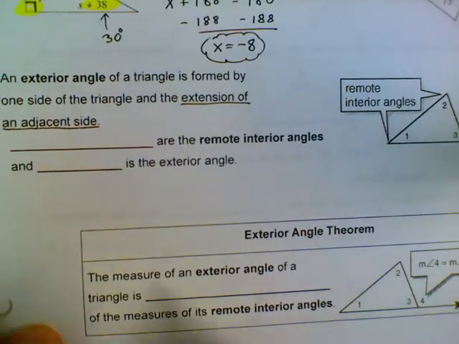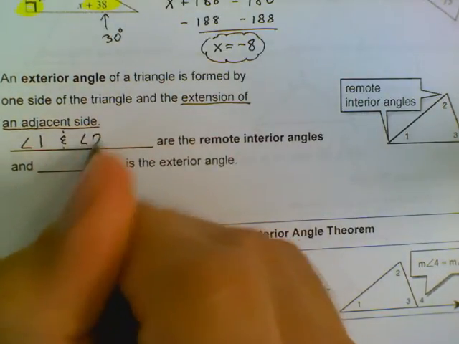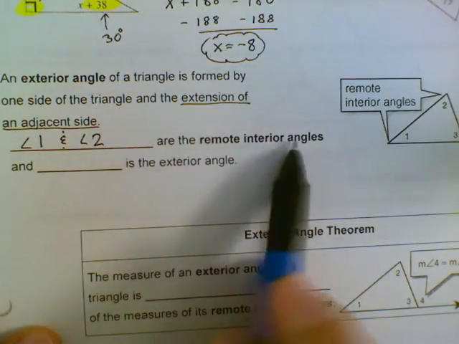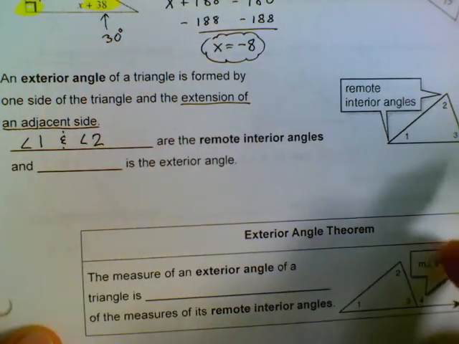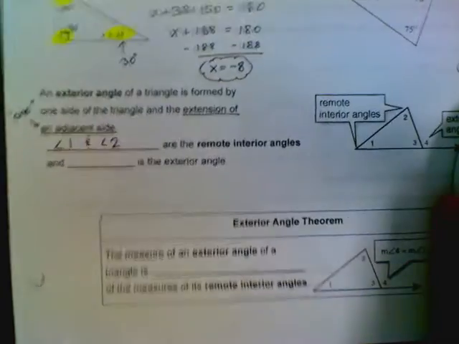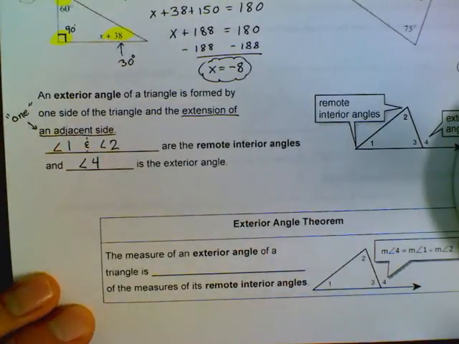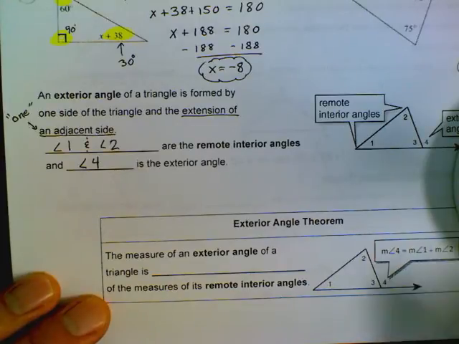Now the remote interior angles for this one are angle 1 and angle 2. So angle 1 and angle 2 are the remote interior angles. And in this picture, you can't see it on the screen right now, but angle 4 is the exterior angle. All right.